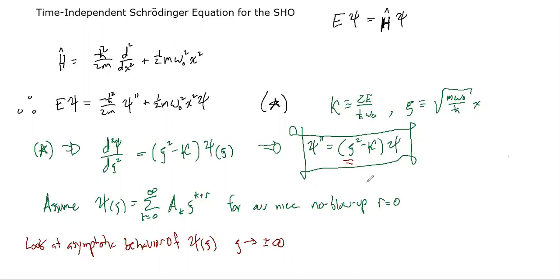Okay. So in that case, in the asymptotic limit, this psi squared term is going to be much, much bigger than the kappa term. So the asymptotic behavior is going to be this differential equation. And this thing has solution a e to the minus psi squared over 2. Right, so one derivative will pull down a psi, the other derivative will pull down another psi, and then we're left with the thing itself.